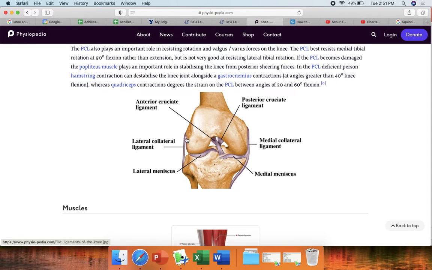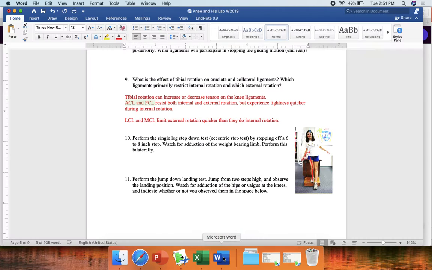Okay? So conversely, the LCL and the MCL are going to tighten more quickly when that tibia goes into an external rotation. Particularly this LCL, which is attached here at the fibula, is going to tighten fairly quickly. So I'll come back to the lab here. The ACL and PCL resist both internal and external rotation to a point, but particularly they tighten quicker during internal rotation. So I wrote that down. LCL and MCL limit external rotation quicker than they do internal rotation.